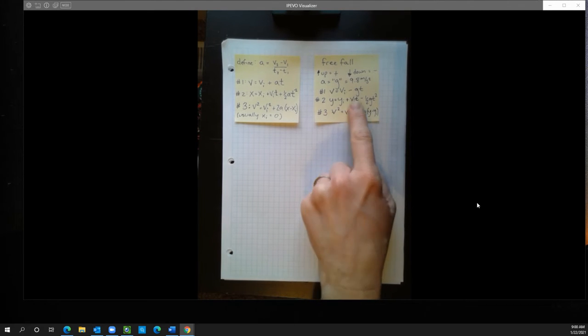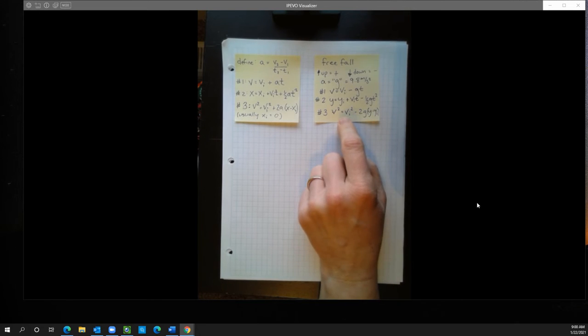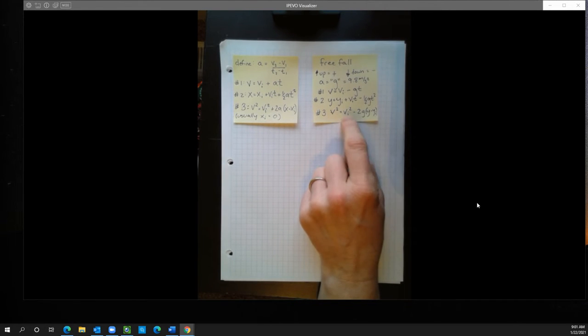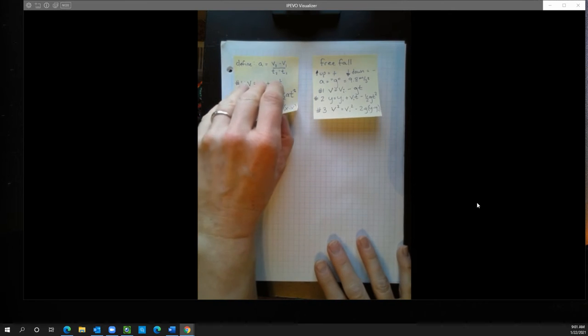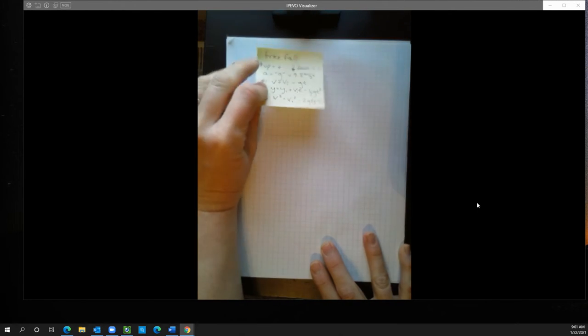In this model, we also have a direction built in. We have up for positive and down for negative, because we know that acceleration due to gravity is always pointing down towards the ground. We're always being accelerated back to Earth, never, as far as we've experienced, away from Earth.